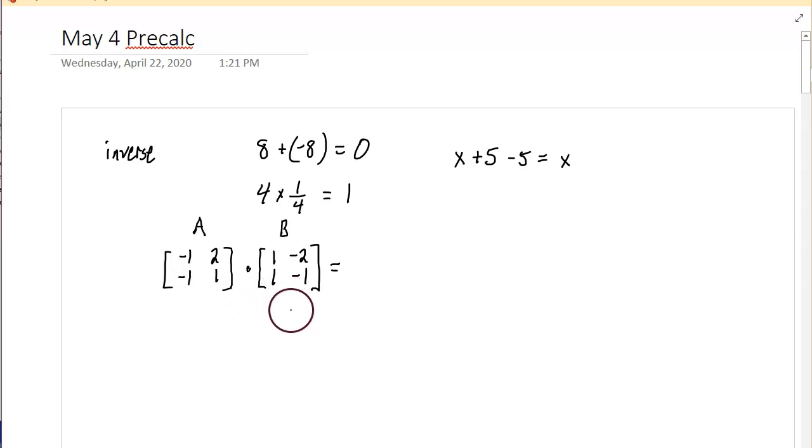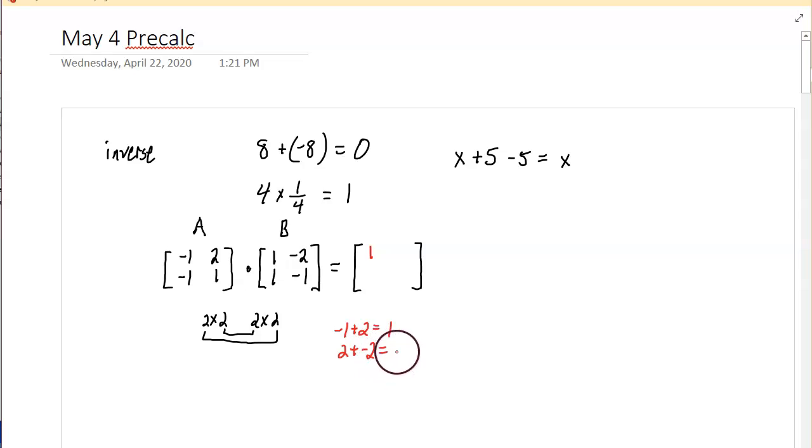Let's multiply these and see what matrix is created. First of all, can a 2 by 2 be multiplied by a 2 by 2? Yes, because those numbers match. And the answer matrix is 2 by 2. Let's follow the multiplication process from the previous lesson. -1 times 1 is -1, plus 2 times 1 is 2. This makes 1. Now we'll get the upper right number. -1 times -2 makes 2, plus 2 times -1 is -2, and those add up to 0.